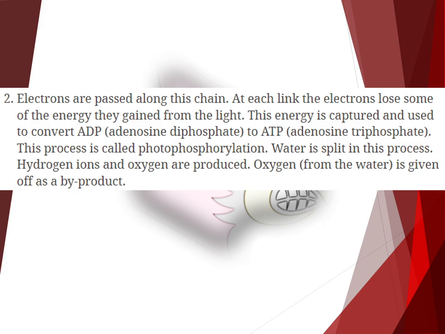Stage number 2. Electrons are passed along this electron transport chain, and at each link, the electrons lose some of the energy they gained from the light. This energy is captured and used to convert ADP, which is adenosine diphosphate, into ATP, which is adenosine triphosphate. This process is called photophosphorylation. Water is split in this process. Hydrogen ions and oxygen are produced. Oxygen, which is from the water, is given off as a byproduct.